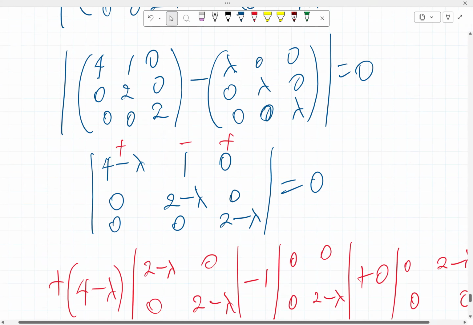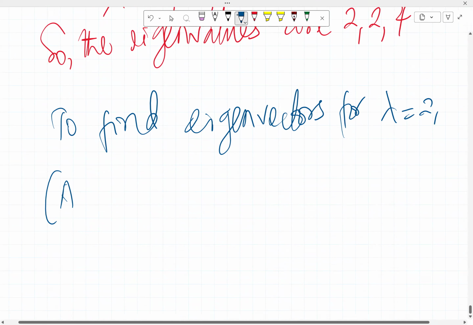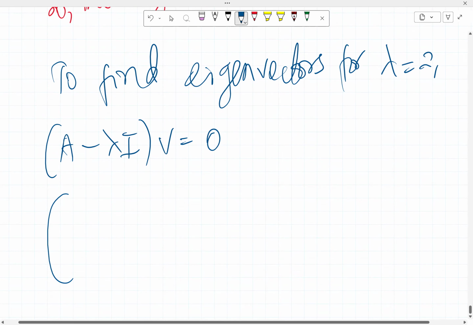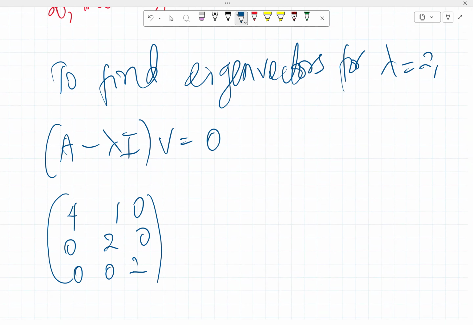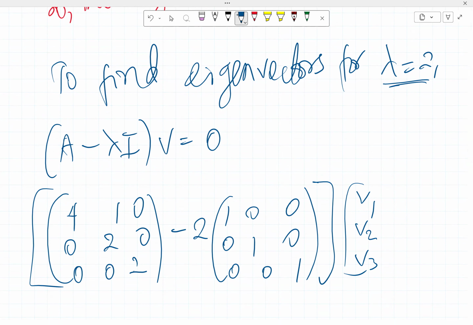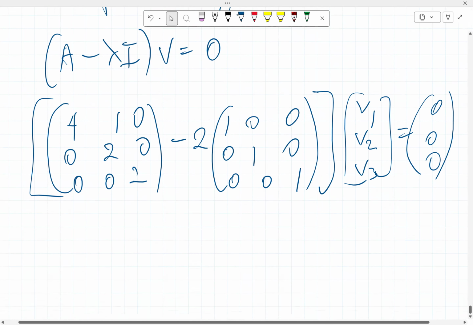Okay, the matrix is 4, 1, 0, 0, 2, 0, right? So we have A minus lambda I multiplied by v is equal to 0. That means we have 4, 1, 0, 0, 2, 0, 0, 0, 2, minus lambda, which is 2, is the focus here, so we have a unit matrix corresponding to that. All this is now multiplied by the vector.